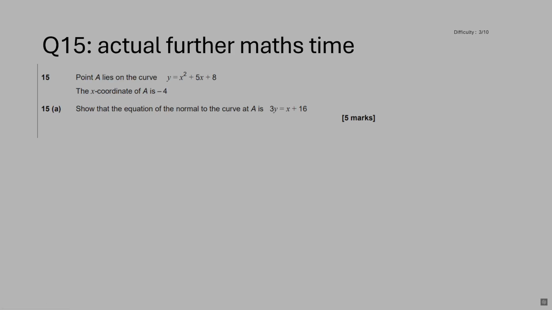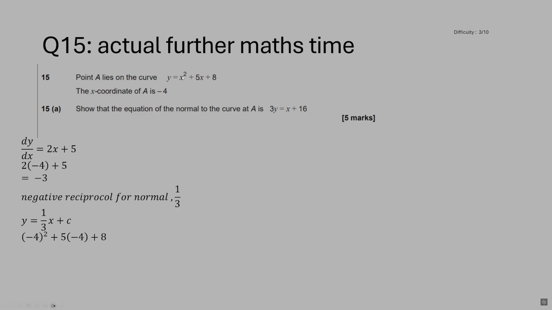Alright, this is an actual further maths question, so we're actually going to go over it this time. So this is just a normal question. We're going to find the derivative first, as always with these kinds of questions. Then we're going to substitute the point that it gives us, -4, to find the gradient of the line, or of the tangent. Then, because it's a normal, we're going to do the negative reciprocal. Then we're going to write it as an equation like this.